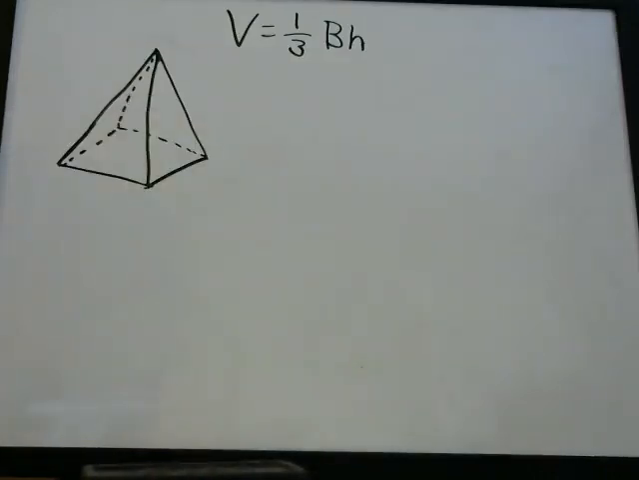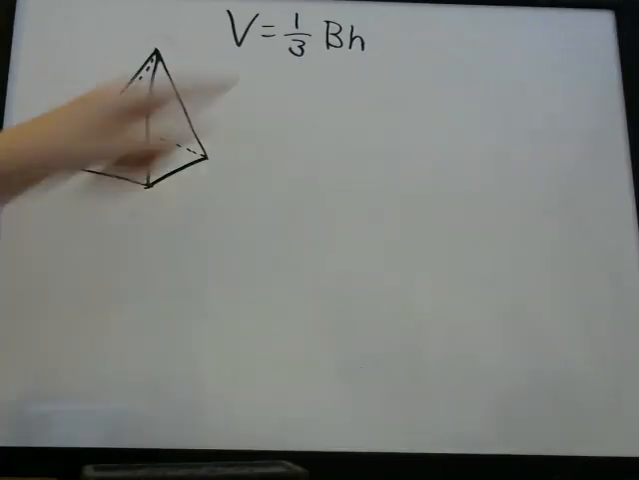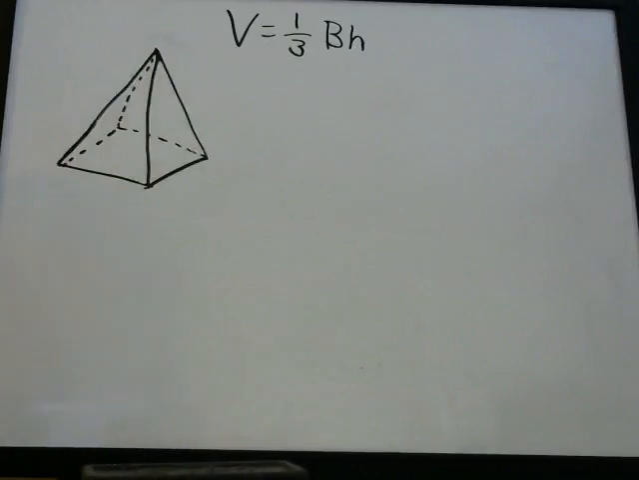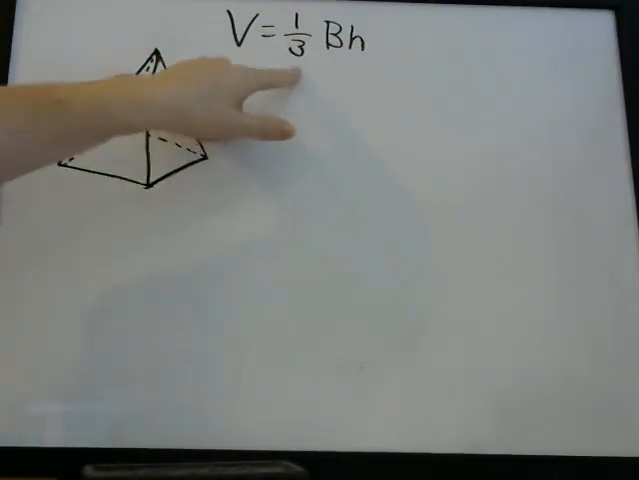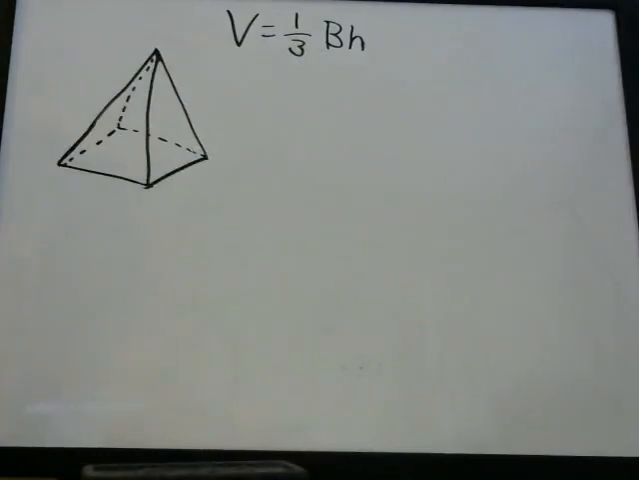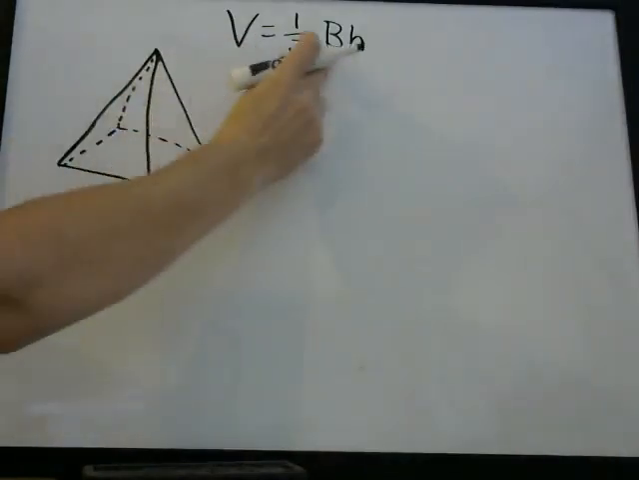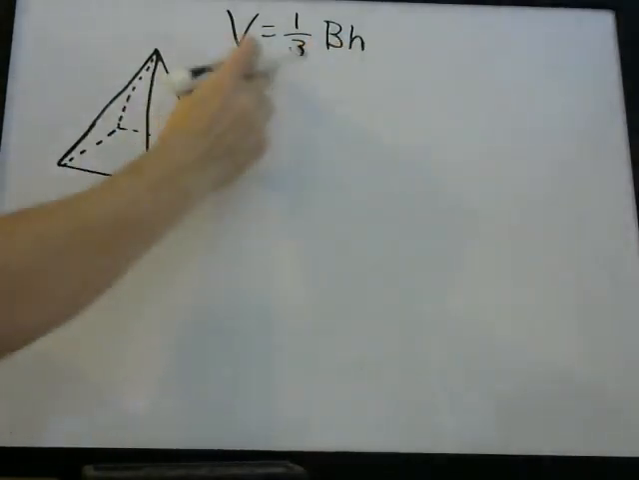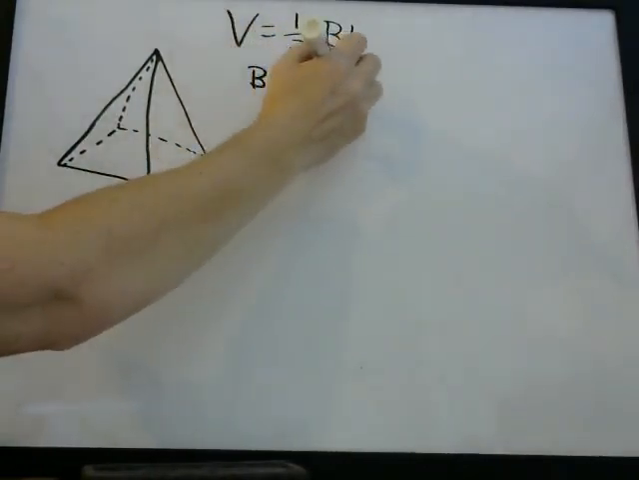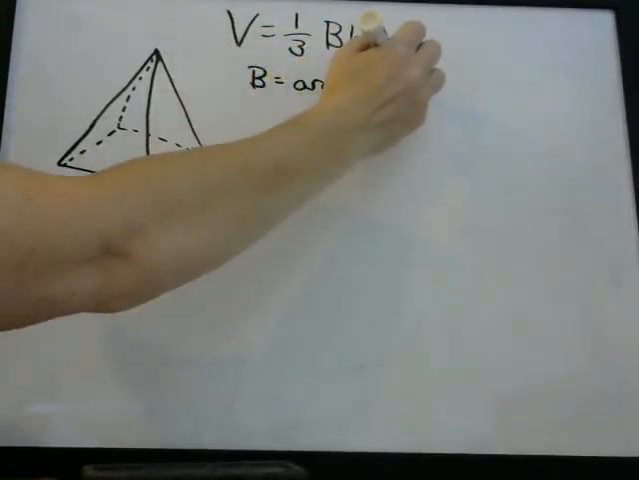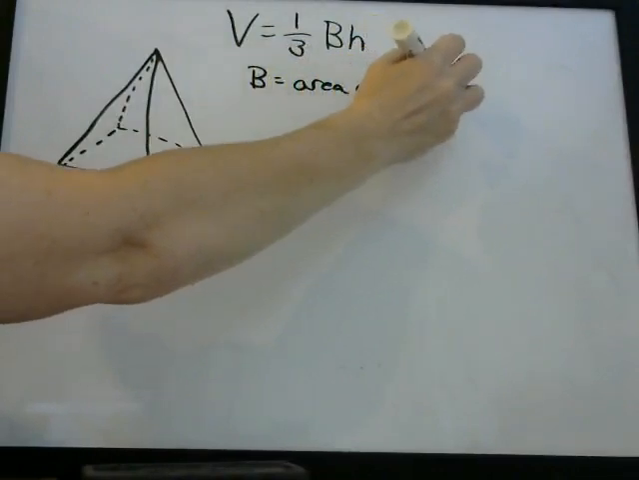The formula for volume of a pyramid is on the formula sheet, so you don't need to memorize it, but you need to understand it. So it's 1/3 BH. And remember, when these are written beside each other, that means multiplication. So 1/3 times B times H. So what's B?